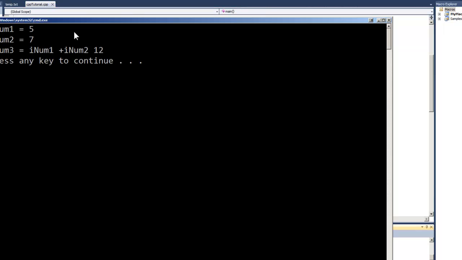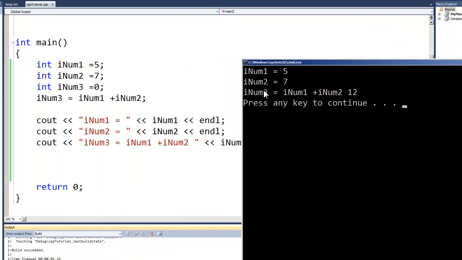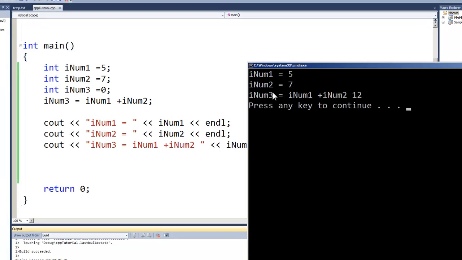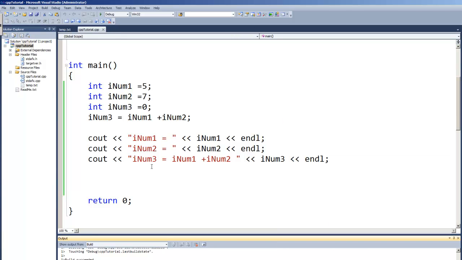So we'll go ahead and run this and look at our results. And here we've got our 5. That was the first cout where inum1 was still 5, and then 7. The third cout, after it did the initialization, it did the calculation. Inum1 plus inum2 is equal to inum3, so it came up with a 12, and then it output there. So nothing unexpected, I hope, there.